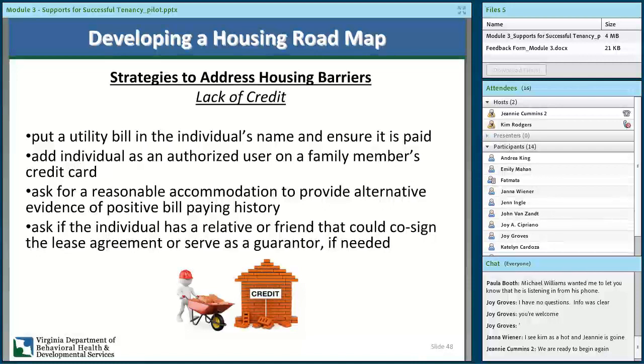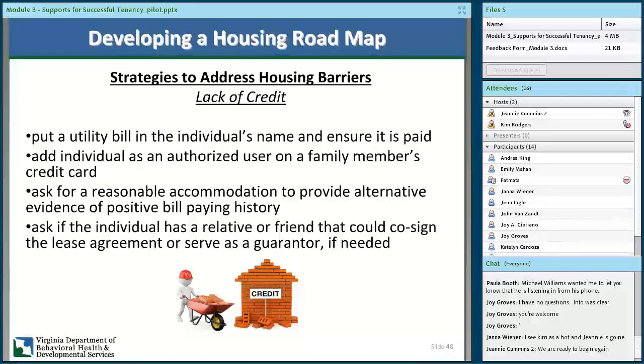In these cases, it's important to implement proactive strategies, such as putting a utility bill in the individual's name and ensuring it's paid, adding the individual as an authorized user on a trusted family member's credit card, asking for a reasonable accommodation to provide alternative evidence of positive bill paying history, such as receipts from a service provider or a doctor to whom regular fees are paid.